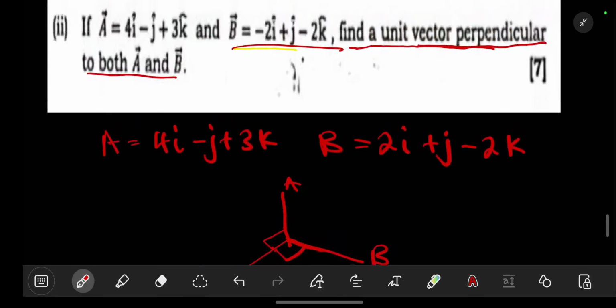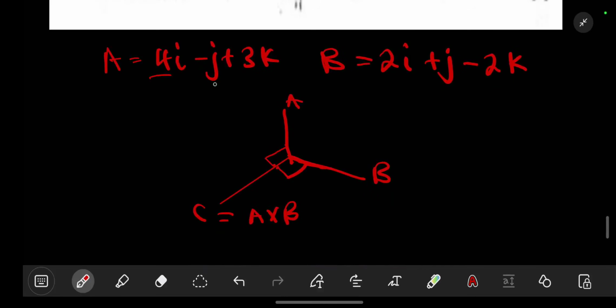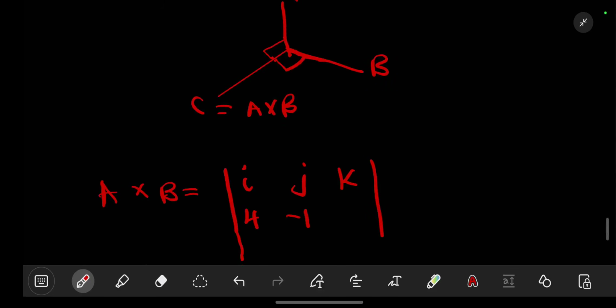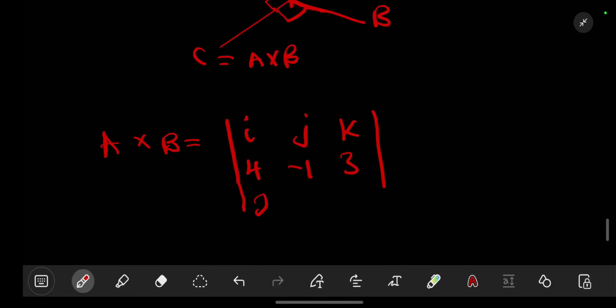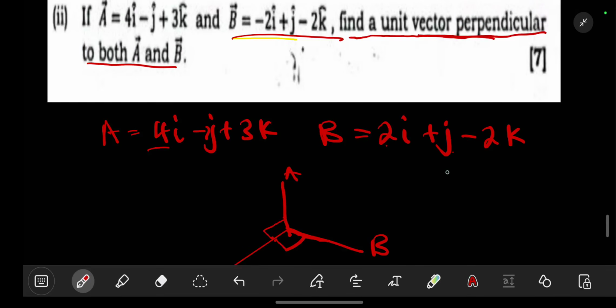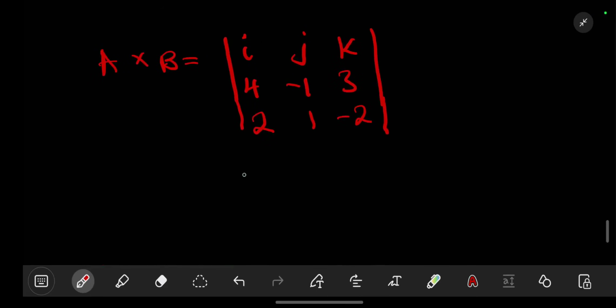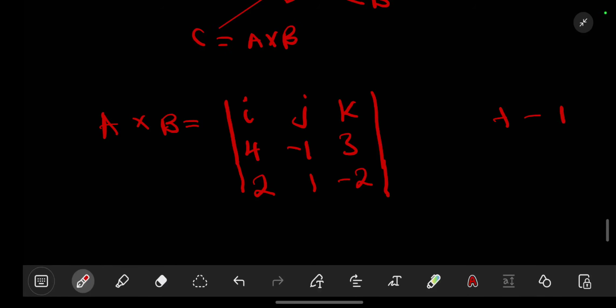Let's begin with the first row: the coefficients are 4, -1 and 3. Then here we have 2, 1, -2. Let's just confirm: 2, 1, -2 like that. Then to find the cross product, we are going to use plus, minus, plus. If you want, you can use minus, plus, minus. These are the signs that you put on your I, your J, and your K.